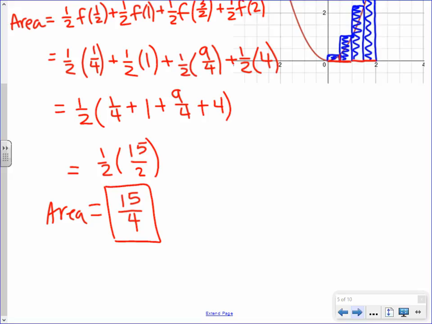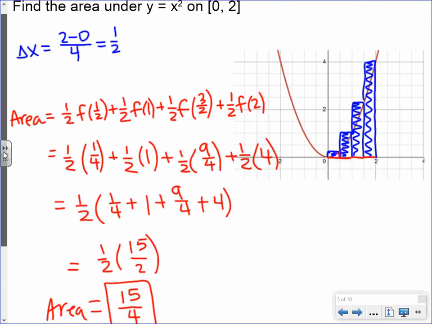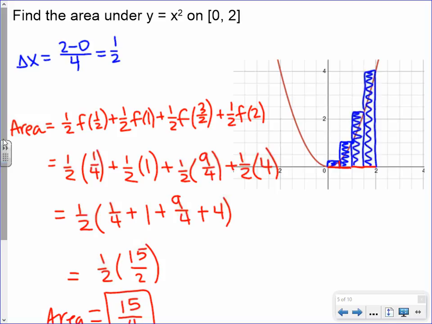Okay, and that's an over approximation because our rectangles are sitting above the curve. All right, now right and left hand endpoints are pretty straightforward. The thought process isn't too strenuous. Just organize your work. Make sure I can tell where your numbers are coming from.